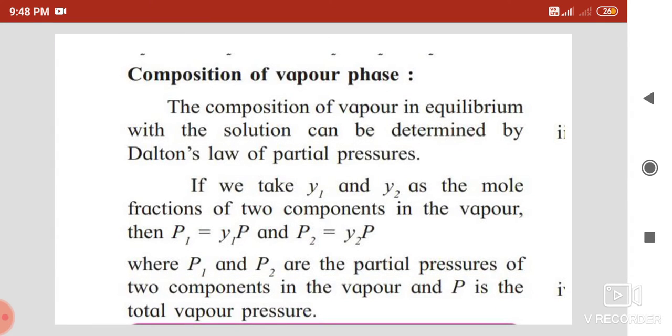Afterwards, now see the composition of the vapor phase. The composition of vapor in equilibrium with the solution can be determined by Dalton's law of partial pressure. If we take y1 and y2 as the mole fractions of the two components in the vapor, then P1 is equal to y1 P and P2 is equal to y2 P, where P1 and P2 are the partial pressures of the two components in the vapor and P is the total vapor pressure.